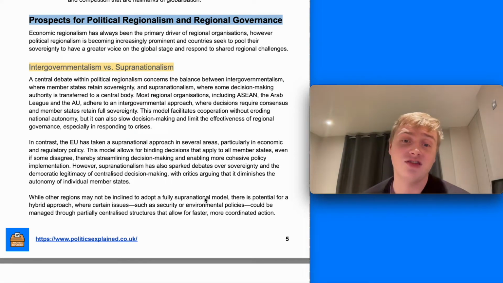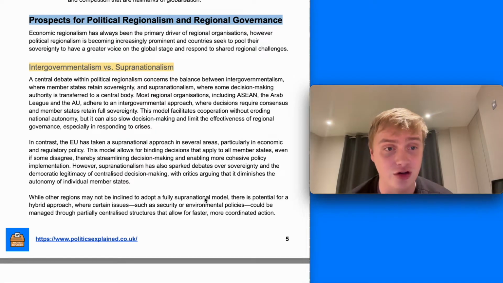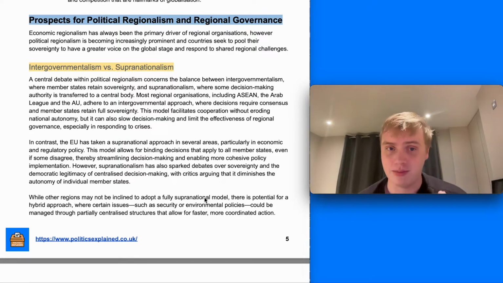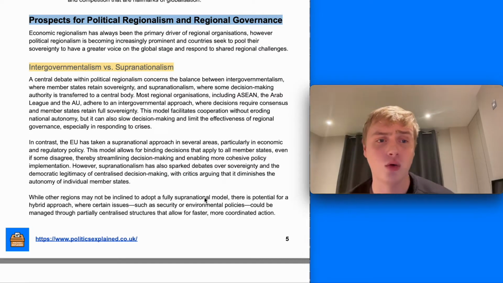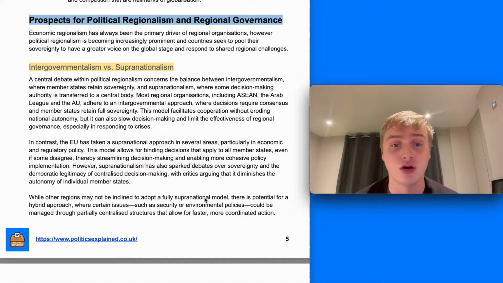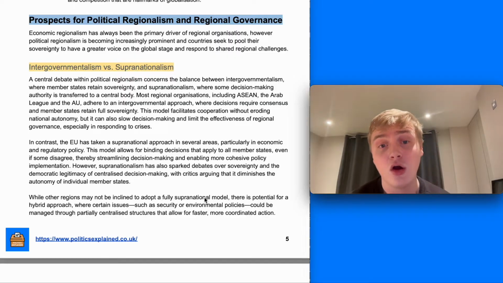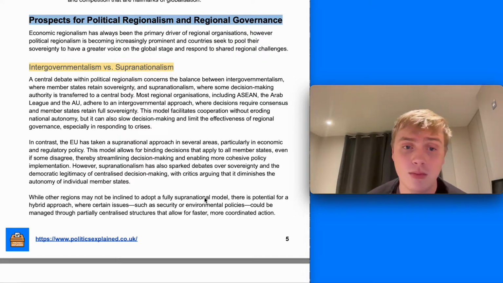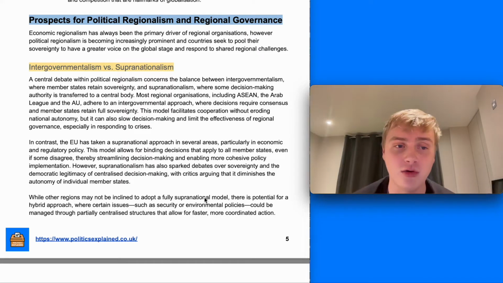Most regional organisations, including ASEAN, the Arab League, and the African Union, are intergovernmental institutions where decisions require consensus and member states retain full sovereignty. This facilitates cooperation and regional cooperation without eroding national autonomy. They can also result in gridlock and slow decision making.